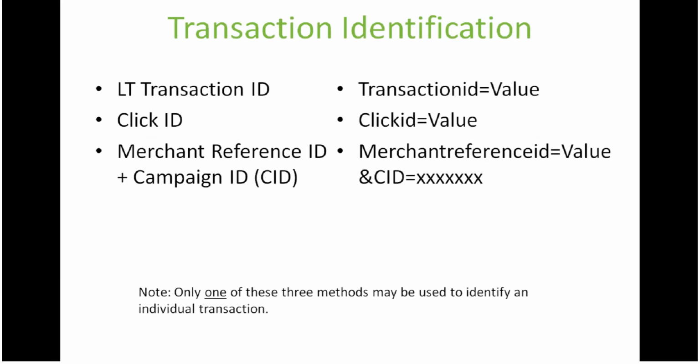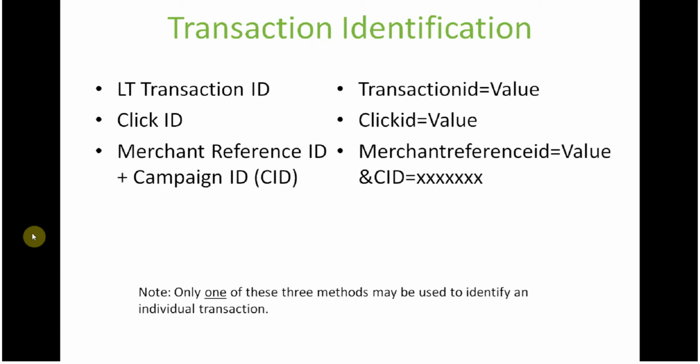LinkTrust has 3 identifiers for locating the transactions you want to modify. 1, the LinkTrust transaction ID, 2, the click ID, and 3, a combination between the merchant reference ID and the campaign ID. It is important to note, only one of these methods can be used at one time per transaction.